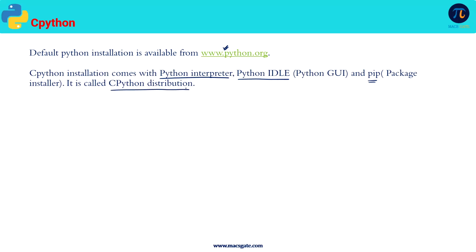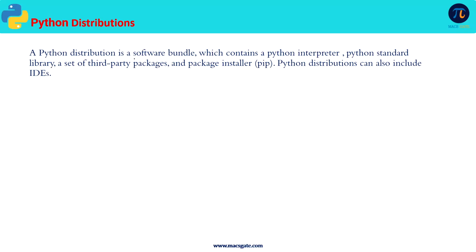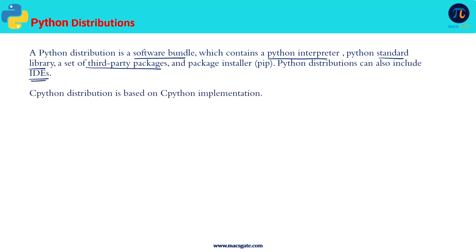So before starting with the installation, let us understand this Python distribution. See, a Python distribution is a software bundle which contains the Python interpreter, the Python standard library, a set of third-party packages, and package installer programs. And a Python distribution can also include IDEs, that is integrated development environments. And the CPython distribution is one of the Python distributions, and it is based on the CPython implementation.